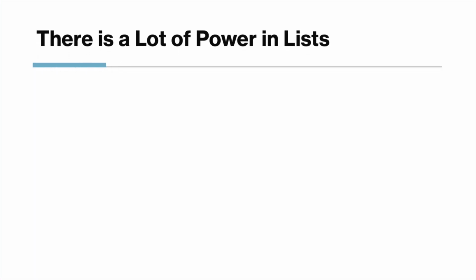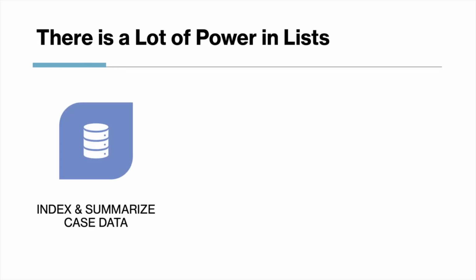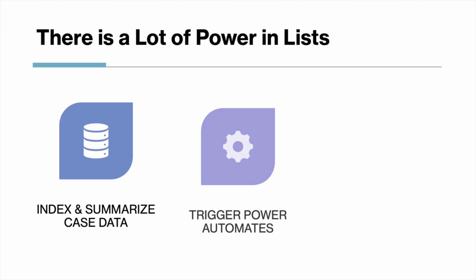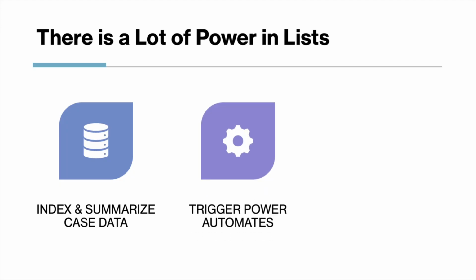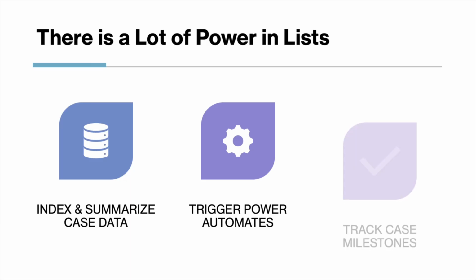There is a lot of power in lists. You can index and summarize case data. Of course, we really need to do that when we've got a lot of volume going through our cases. We can use Microsoft Lists to even trigger Power Automate flows, such as linking a document library folder to an index to automate the indexing process. We can track case milestones.